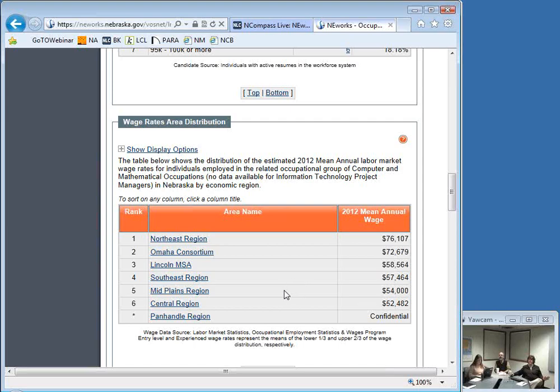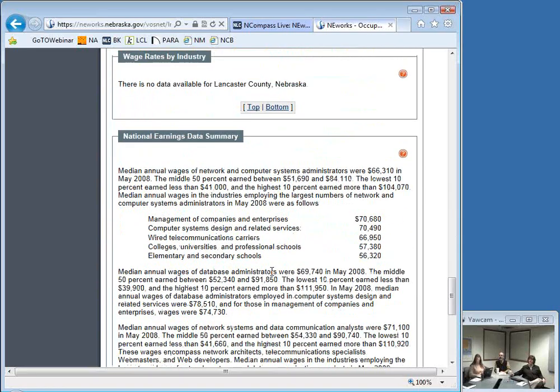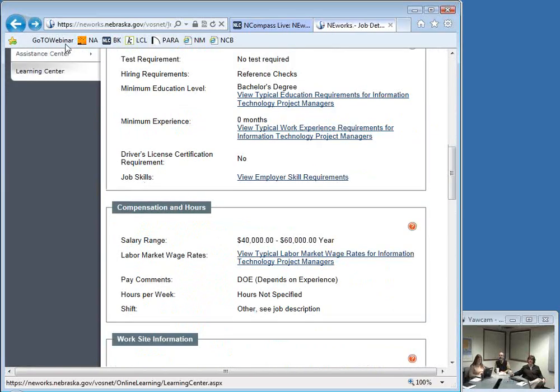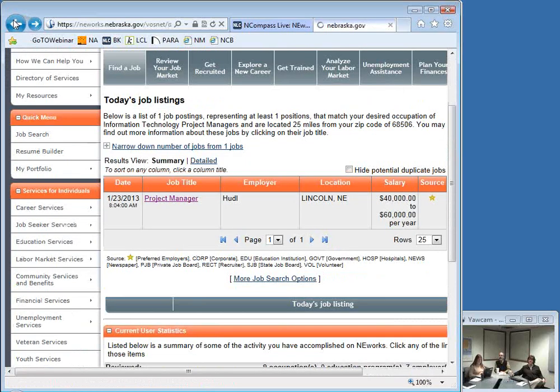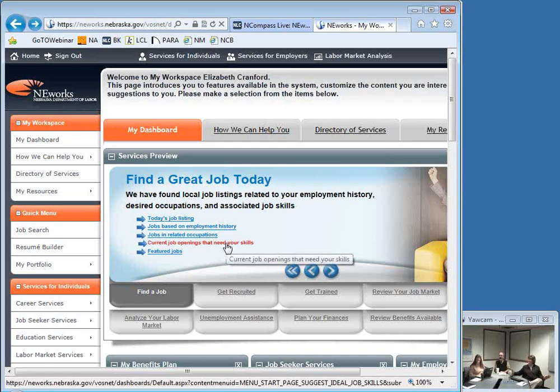It also does wage rates by the area throughout the state and in related occupations. And you can just keep scrolling through NEworks. We have so much labor market information that's integrated within every job posting. And just think, that was just my first click. NEworks is so expansive. I could also look at jobs based on my employment history.